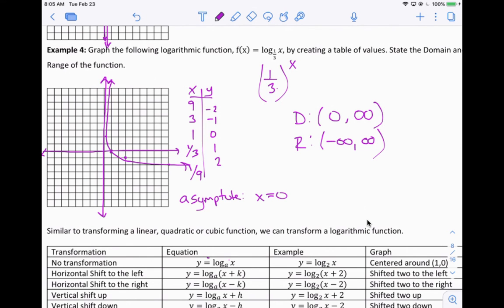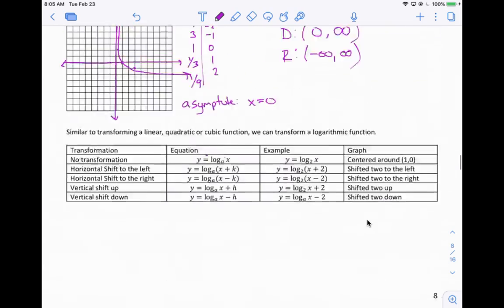That's what we'll close out this video. Next, we're going to take these things and we're going to transform them all over the graph. See you there.